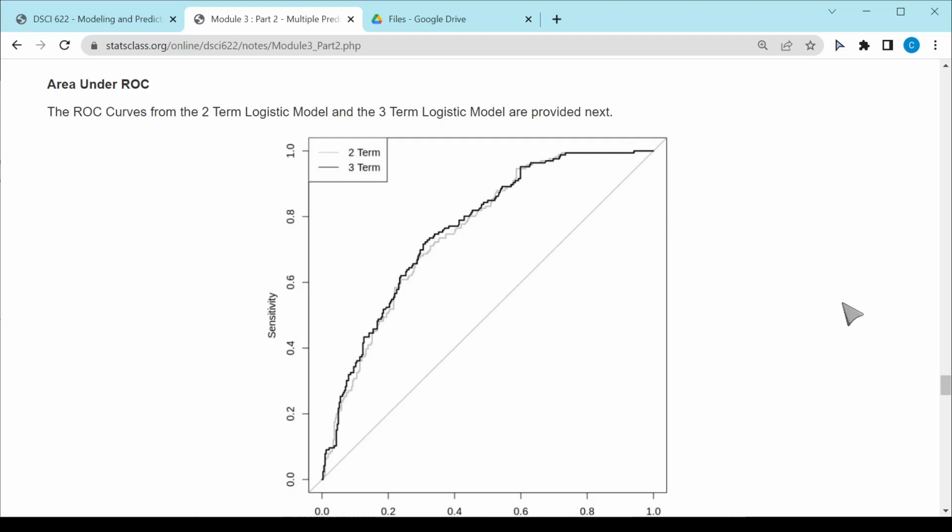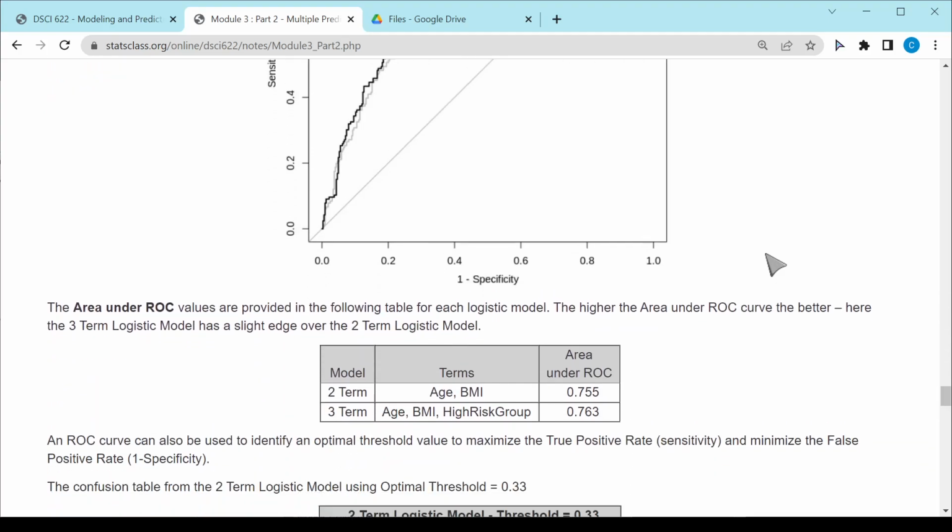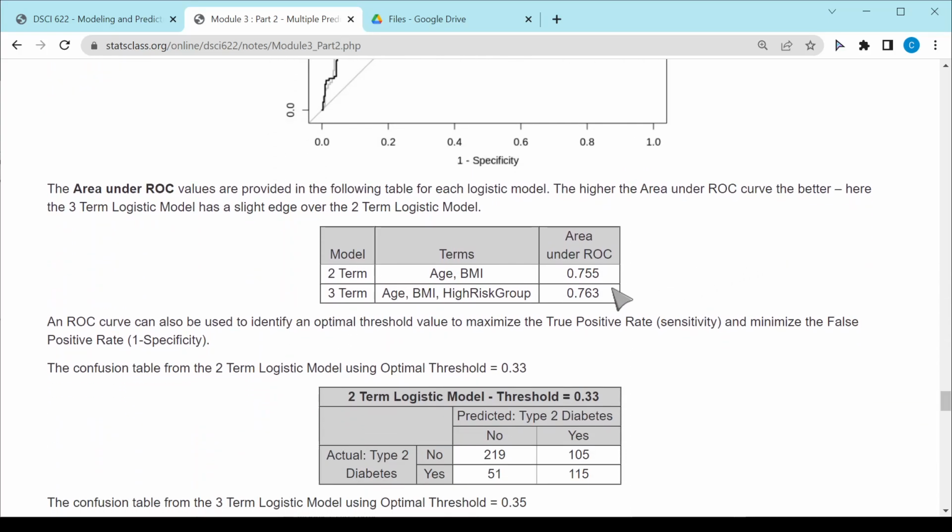In addition to the accuracy and misclassification metrics, we can look at the area under the curve. The gray there is a little bit harder to see. That's the two-term model, and the black is the three-term model. These two ROC curves are very similar to one another. The area under the curve, again, we want that to be as large as possible. A model where I'm just simply guessing is going to have an area under the curve of 0.5. So again, that's kind of my baseline reference here.